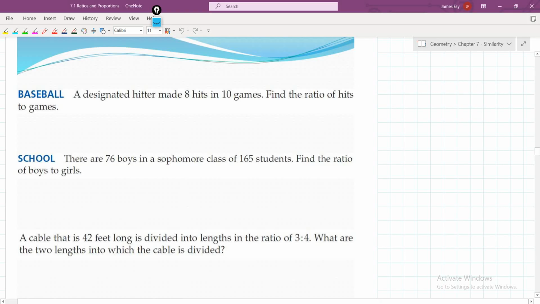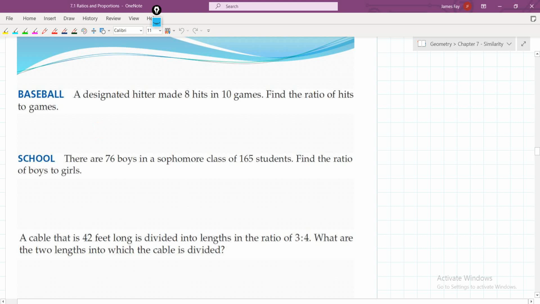Alright guys, I just want to talk about finishing up the 7.1 PowerPoint. Just to go through some examples here, just a couple properties towards the end that are very important. Just talking about some ratios and how we use ratios.